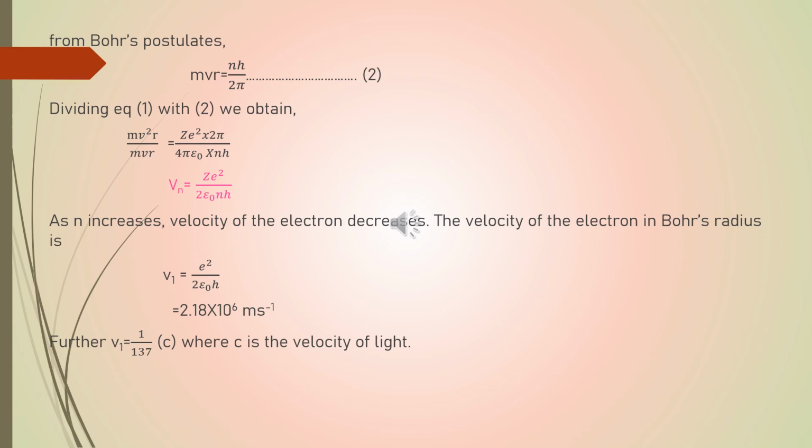In this equation, except n, all the other parameters are constants. The velocity of the electron in the Bohr radius is found to be equal to 2.18 × 10⁶ meter per second. It is found that as n increases, the velocity of the electron decreases.